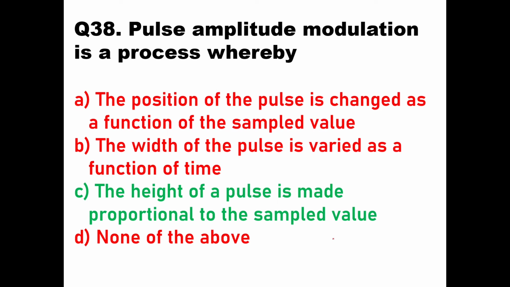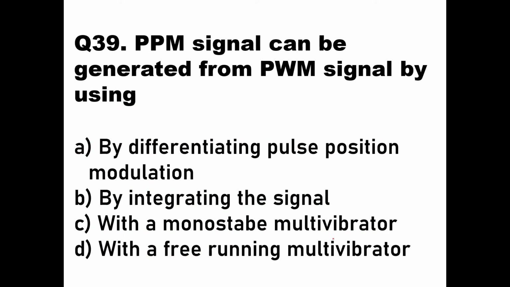Then we'll go to the next question, question number 39. Pulse position modulation signal can be generated from pulse width modulation signal by using what? Now we know that pulse width modulation is a process where the width of the pulses is varied according to the instantaneous value of the information signal, and this can be done by using a comparator. In that comparator you can use two inputs, one is your signal and one is a ramp wave, and the output can be taken as pulse width modulation.